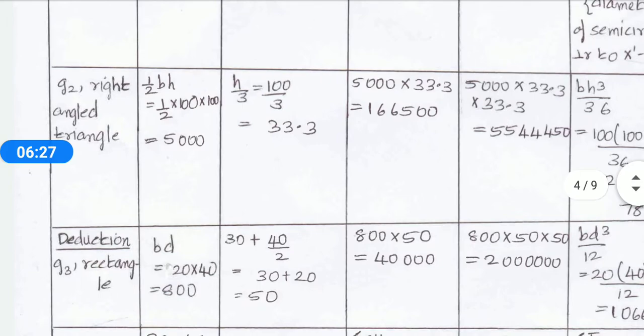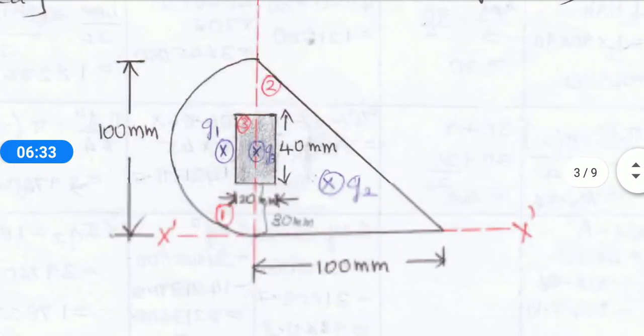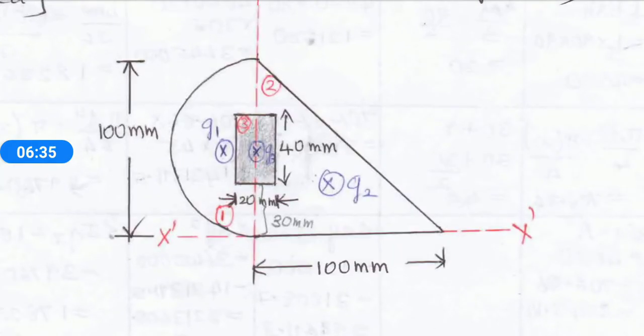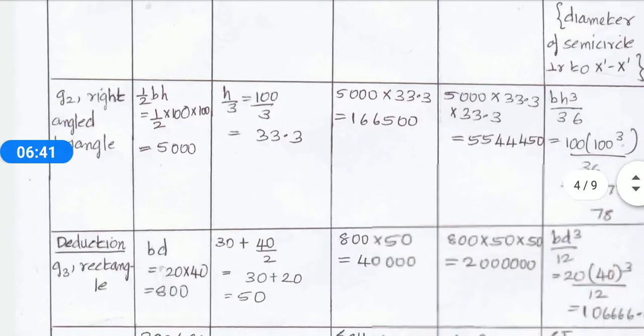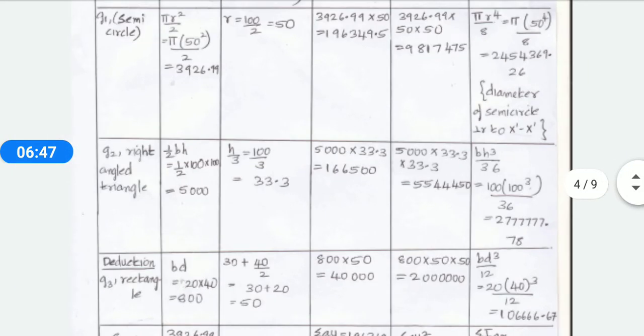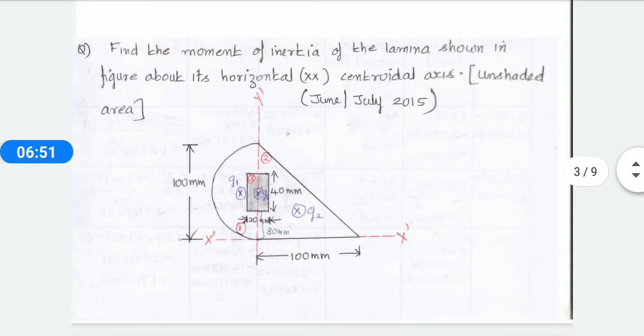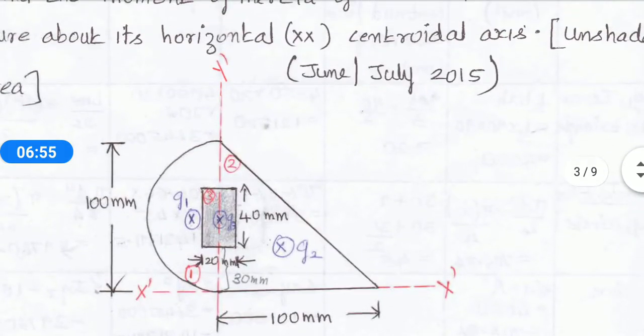Then go for the deduction part, that is the center rectangle area. See, in this center rectangle, the breadth is 20 and your height is 40 mm. So 40 into 20 will give you the area of your rectangle. That is what we had mentioned over here. This rectangle is equal to 800 mm square. So all the areas have been calculated now. Then our ultimate aim is to find the y. How to calculate your y? The distance from the x-axis.